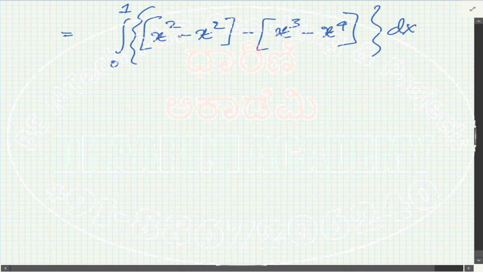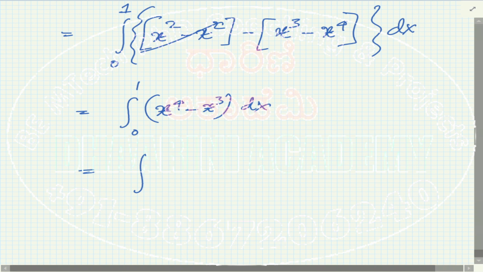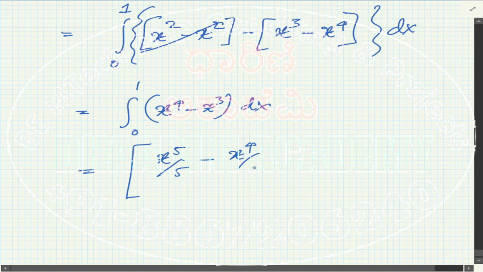So the first term is anyway 0. So this is equal to, I write a simplified version before I integrate, x to the 4 minus x to the 3 into dx. The negative I'll take inside the bracket. Now we can directly integrate. So x to the 4 becomes x to the 5 by 5, minus x to the 4 by 4, starting from 0 till 1.